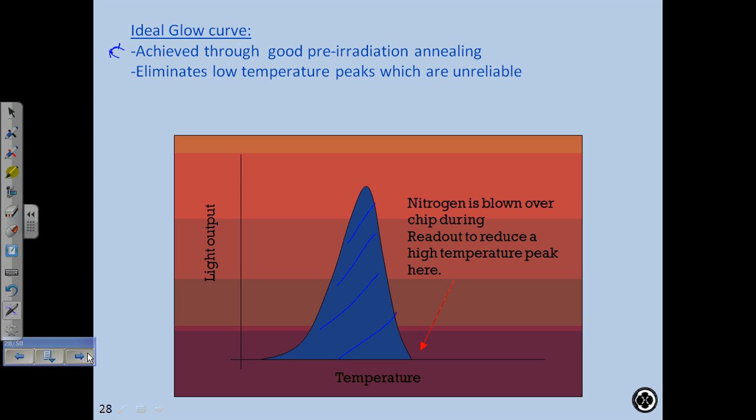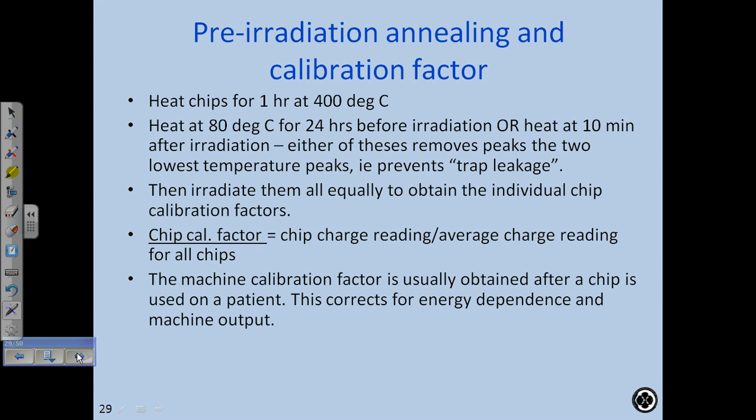Okay, and here's pre-irradiation annealing. Before you use the chips, you have to prepare them. There's a preparation process. First you heat the chips for 1 hour at 400 degrees C. Yes, we have ovens. Anybody that uses TLDs has two temperature ovens, a reader, and a bunch of chips. Then after you heat the chips for an hour, you heat them at 80 degrees for 24 hours, or you heat them for 10 minutes after you irradiate them. Either of these removes the peaks of the two lowest temperatures and prevents the trap leakage. So this process ensures that you get a nice looking peak like that.